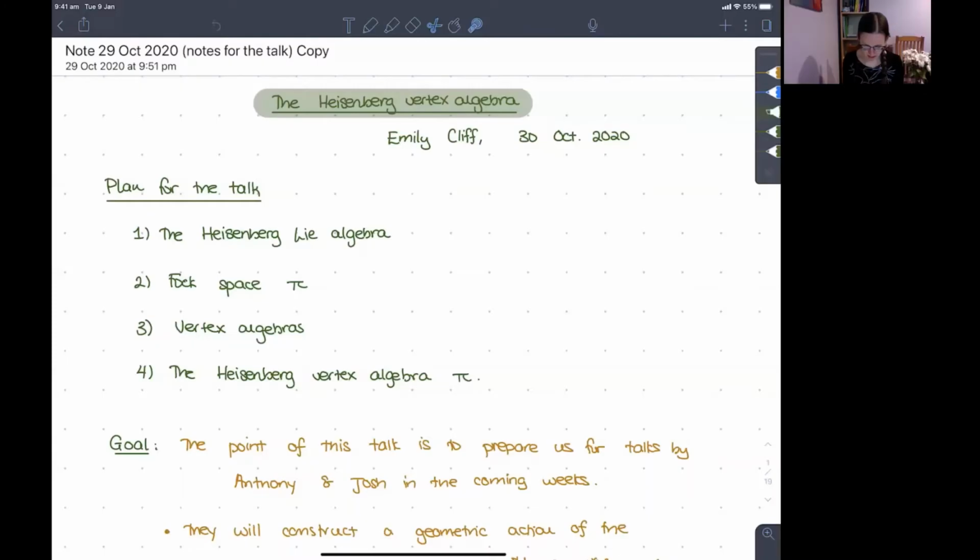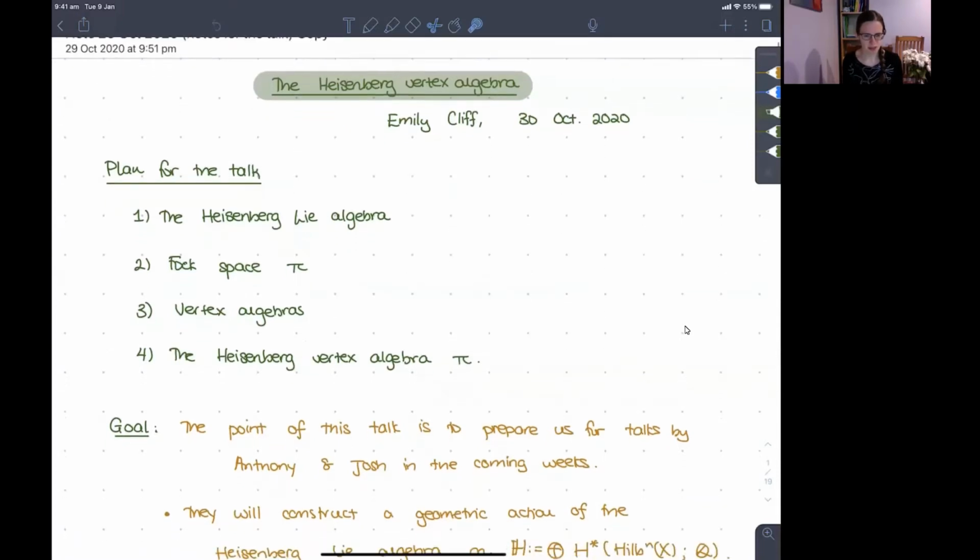So the plan is to define a certain infinite dimensional Lie algebra, talk about one of its representations, and give the axioms of vertex algebras, and then discuss why this representation pi has the structure of a vertex algebra.